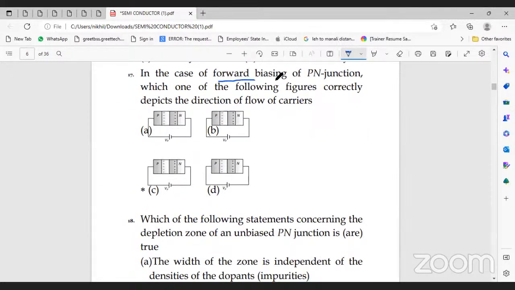In the case of forward biasing, which one of the following figures correctly depicts the direction of flow of carriers? See here, for forward bias, first of all, P should be connected to the positive terminal and N should be connected to the negative terminal. Towards the P side, holes should move, and towards the N side, electrons are going to move. Look at the diagram, which is going to be the right option.